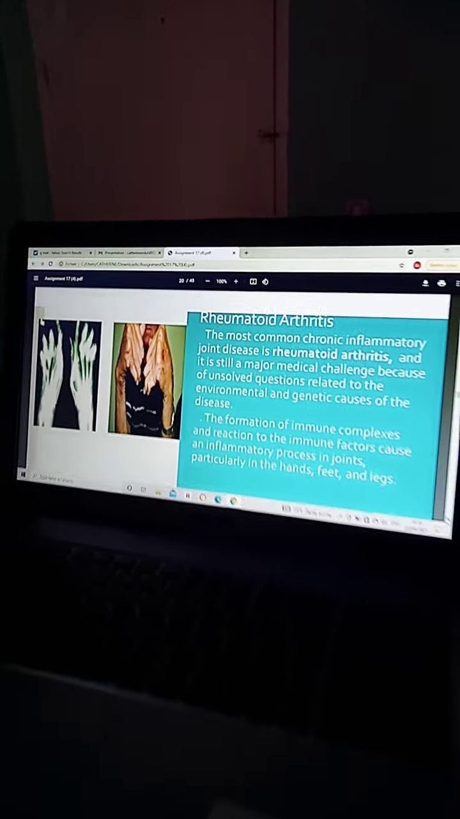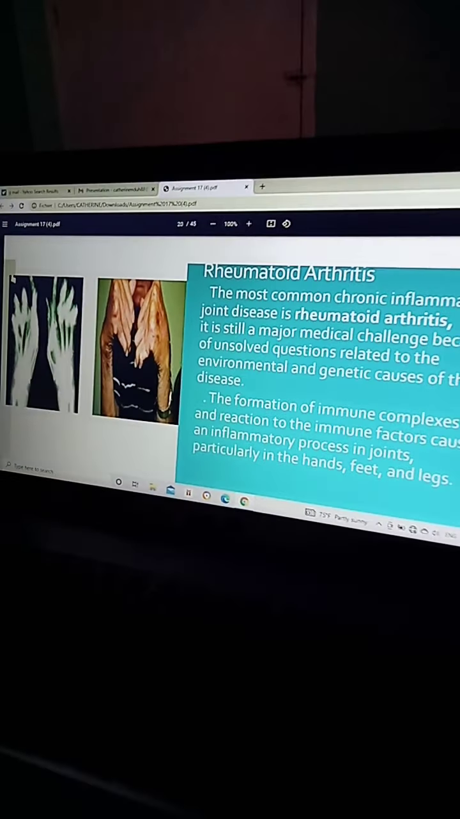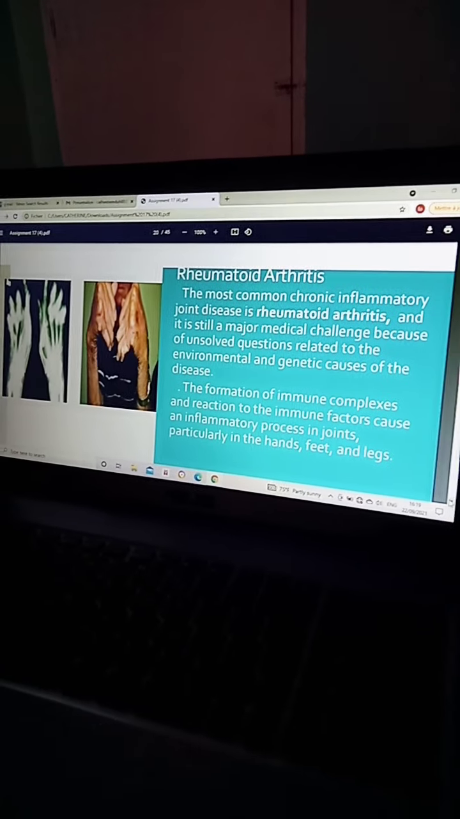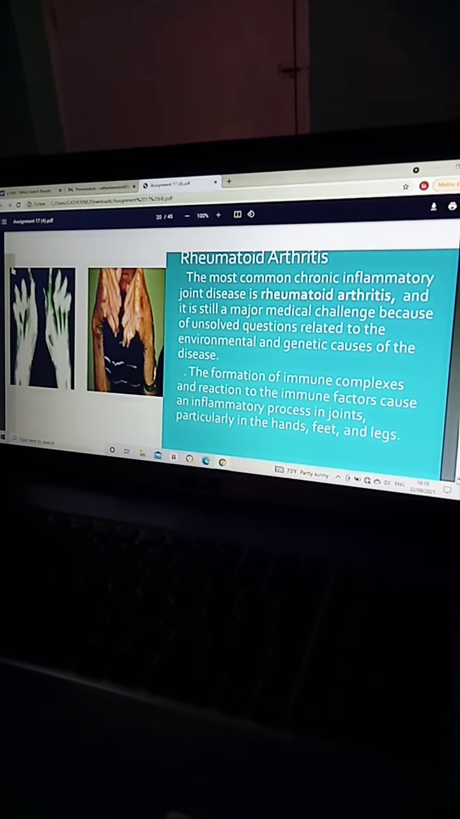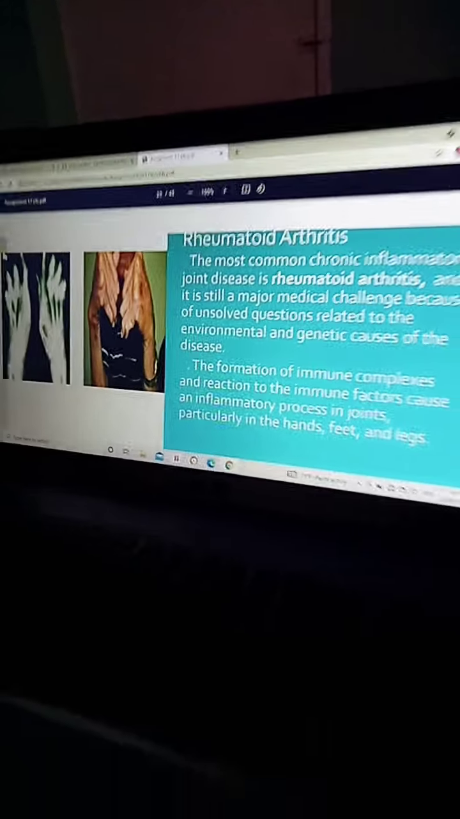Rheumatoid arthritis. The most common chronic inflammatory joint disease is rheumatoid arthritis, and it is still a major medical challenge because of unsolved questions related to the environmental and genetic cause of the disease. The formation of immune complexes is a reaction to the immune factors caused by the inflammatory process in joints, particularly in the hands, the feet, and the legs.